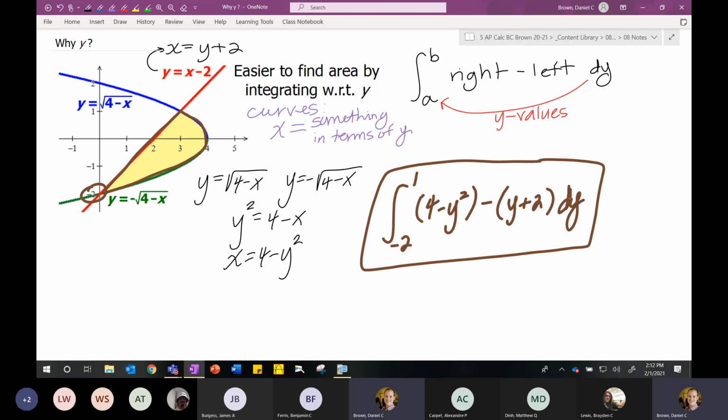Yes, sir? Why is 4 minus y squared the top curve? The 4 minus y squared is the right one, because when we do top minus bottom, you're thinking about what's furthest from the x-axis. It's like there's the bigger x and then the smaller x. Think of them as x coordinates, like we're literally finding the length of that, like an itty bitty rectangle. So if I want to know the length of it, you do the big x minus the smaller x.